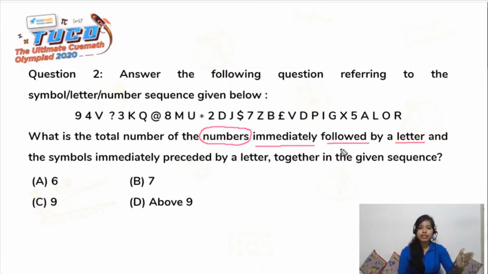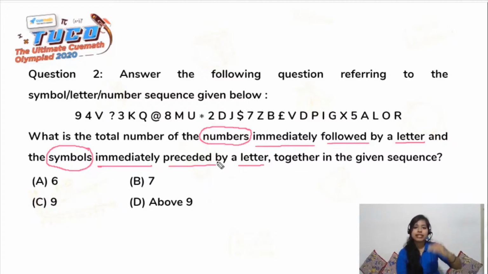When I say the word immediately, it means that it should just occur after the number. Okay. So it has to be followed by a letter and the symbols immediately preceded by a letter, right? We also have to calculate the number of symbols which are immediately preceded by a letter. What do we mean by the word preceded? Preceded means that the letter should always occur before the symbol. So I hope the wordings are clear enough. When I say followed, it means it should occur after the specific number or letter, whatever they are mentioning. And when I say immediately preceded, it means that it has to occur before the symbol.